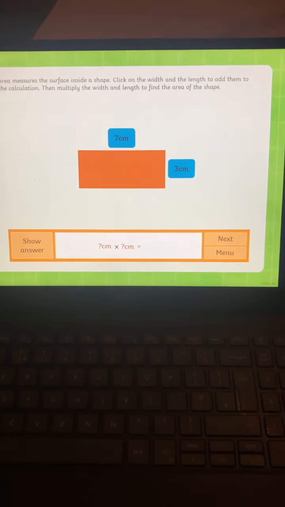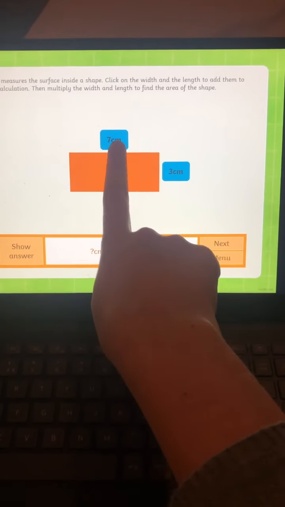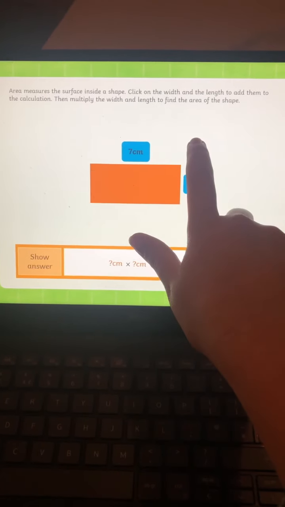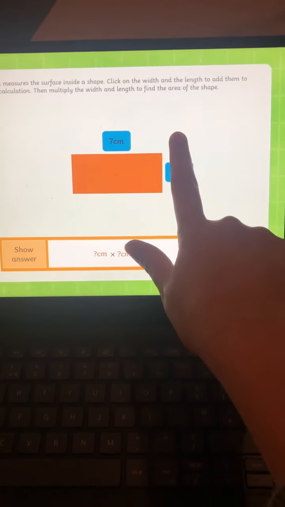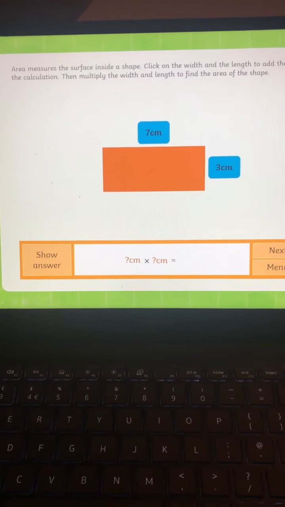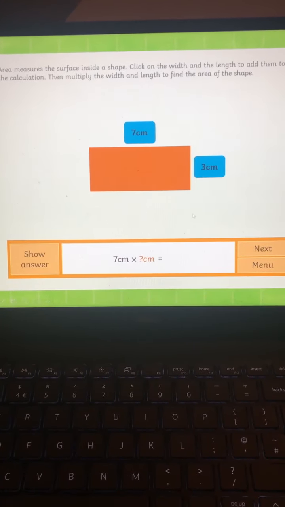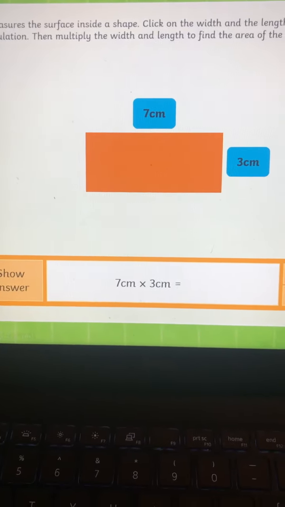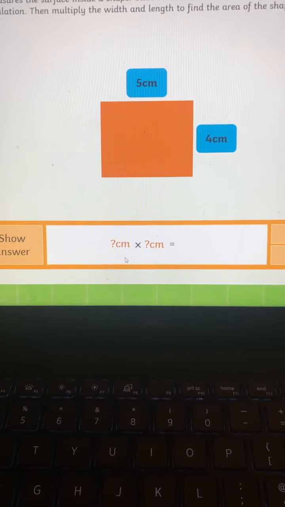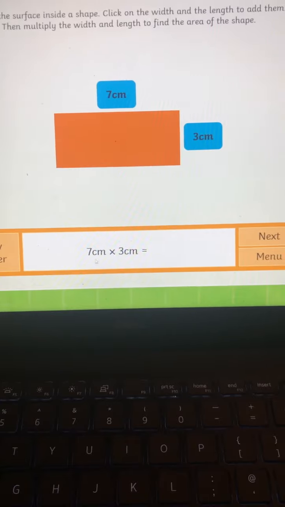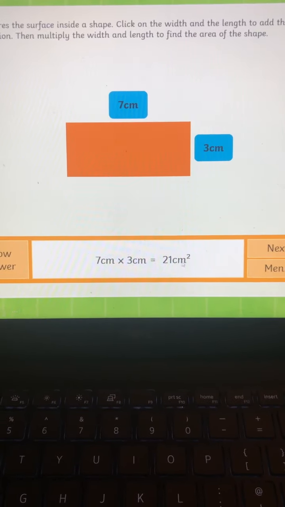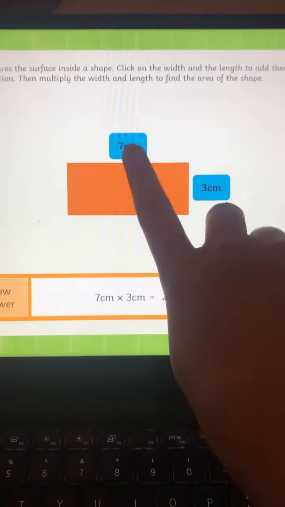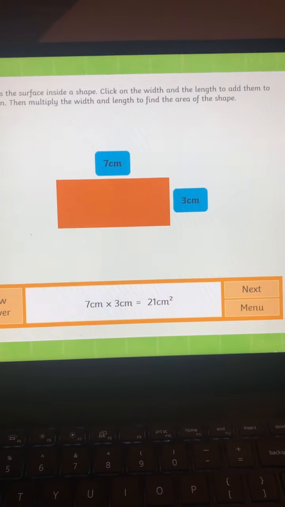So to work out the area of a rectangle, we times this length by the width. So we do 7 times by 3. And if we press next, oopsie. So 7 times by 3, which we know is 21 centimetres squared. So that is exactly how you work out area of a rectangle. 7 times by 3 equals 21 squared.